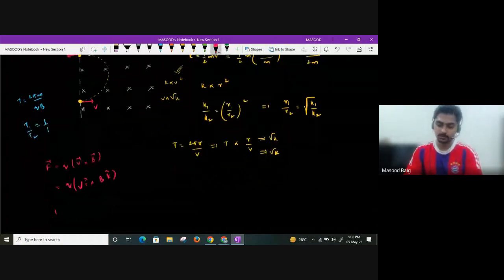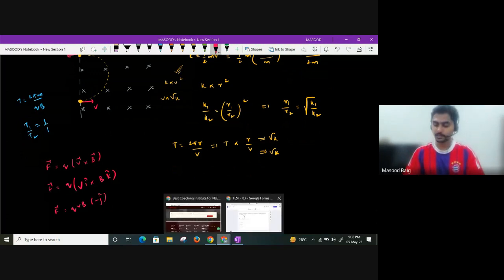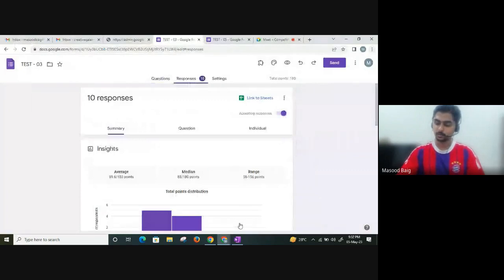It is V cross B, because it is a positive charge, so you will take it as V cross B. So what is i cross k? K cross i is j, so i cross k will be minus j. So it is going to experience a force in the negative y direction. So it will get deflected along the negative y direction, guys. I hope it is clear.